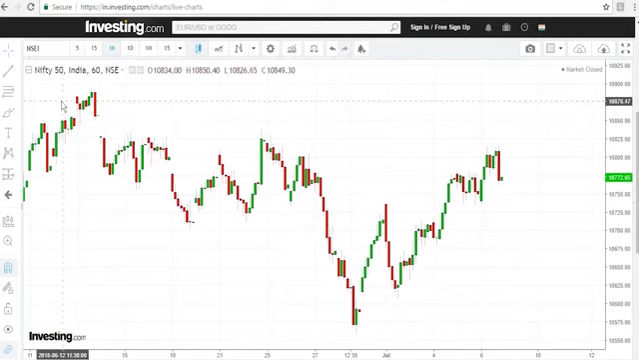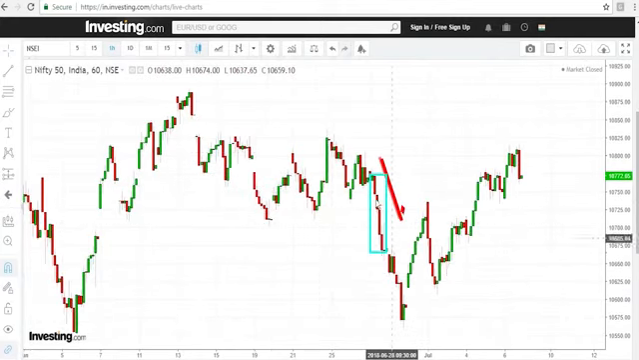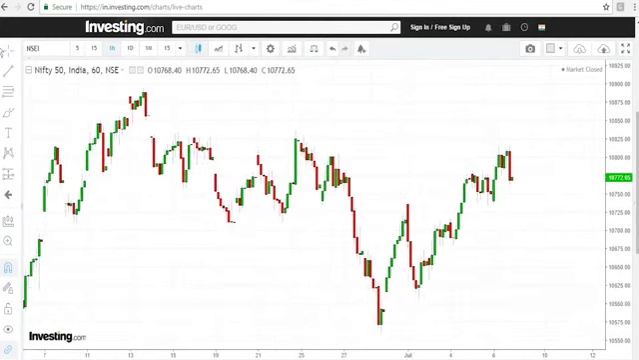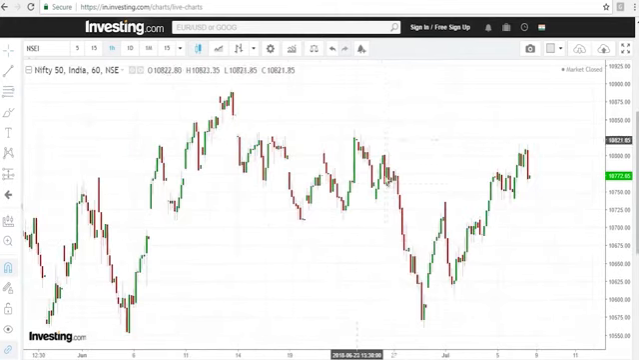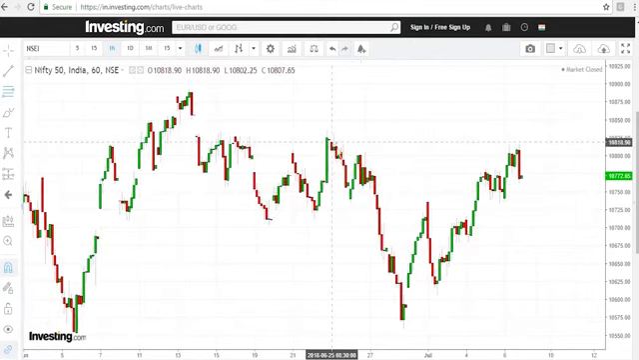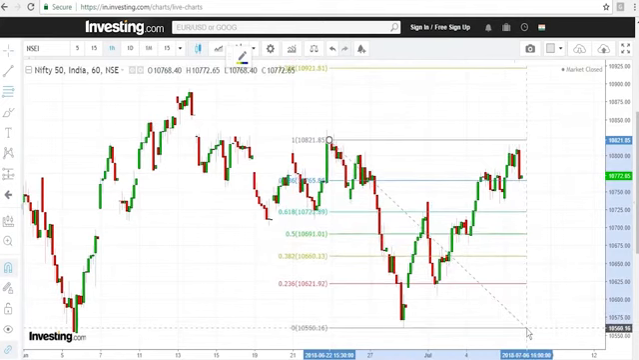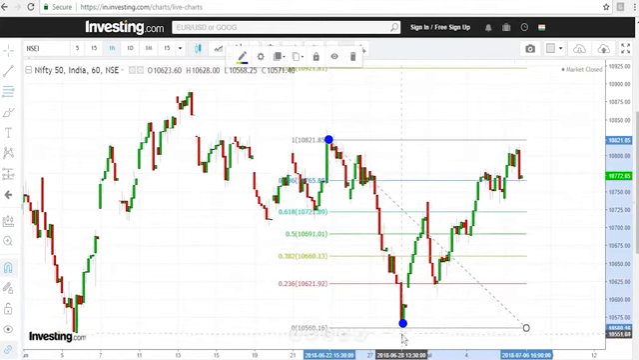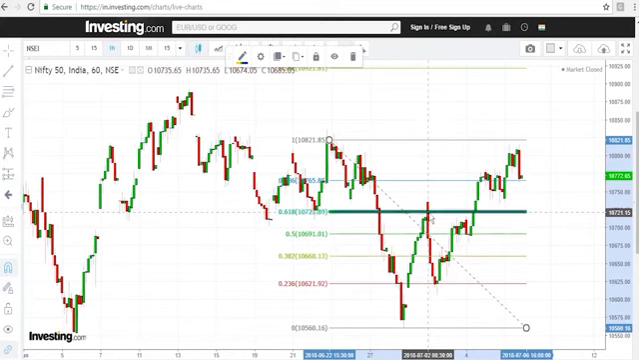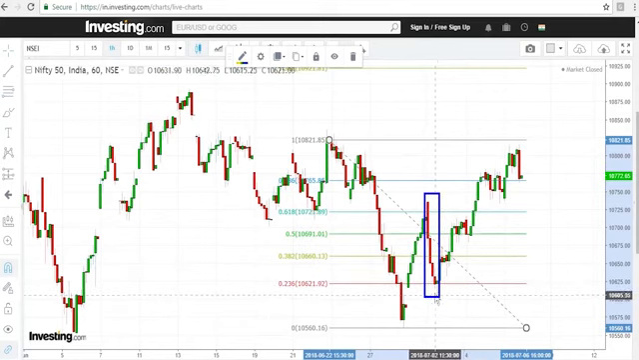Now see, the market was falling, right? So here what we could see is that after the fall, there was a pullback, right? So in this hourly chart also, once the pullback came to around the 0.618 level, there was a decent enough correction, and this was a 100-point correction in the Nifty.